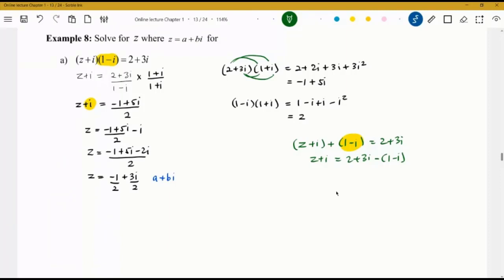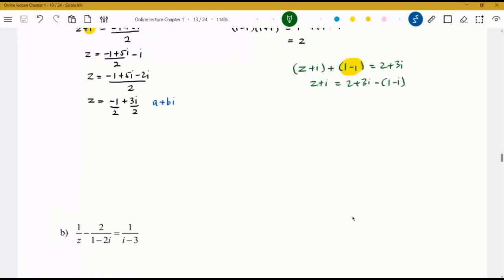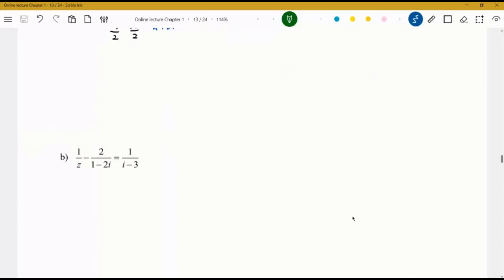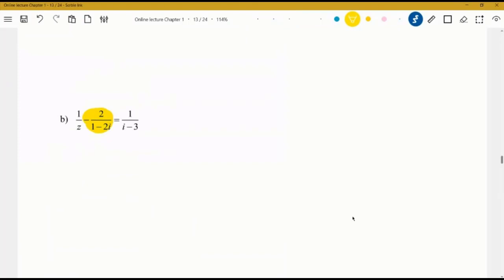So we move to the second part, which is part B. Kita upgrade sikit kita punya soalan, which is 1 over z minus 2 over 1 minus 2i equals 1 over i minus 3. We need to find z as a single subject. So kita tinggalkan dulu yang ini di sebelah kiri, and we bring the whole thing here to the right hand side.